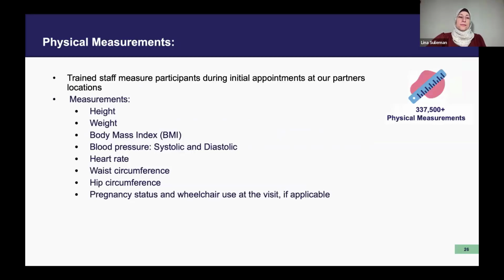All right, physical measurements, which is the third type that we have. Every time participants enroll in our program, they come to one of our enrollment centers to get their physical measurements. Those physical measurements include height and weight and body mass index, which can be calculated from the height and weight. We also take their blood pressure, systolic and diastolic, and heart rate.